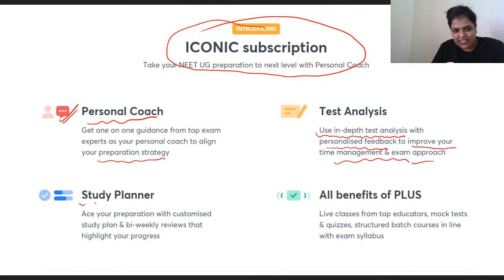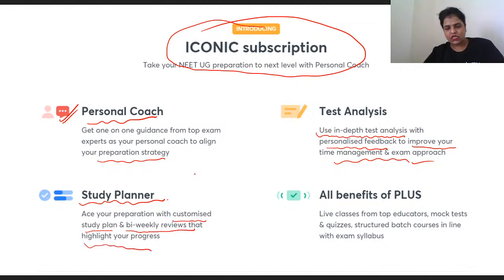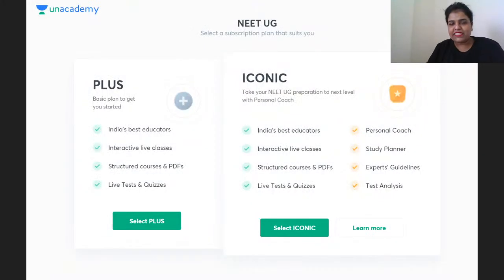So, this is the Study Planner, which is going to ace your preparation with a customized study plan and bi-weekly reviews that highlight your progress. Needless to say, take this Iconic subscription and ensure your success with the top exam experts of the nation. And by this time, this question should be there. If it is not there, ask this question: whether to go for the Plus subscription or the Iconic one.